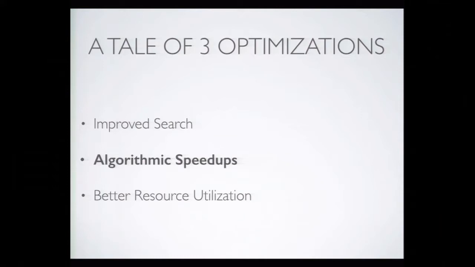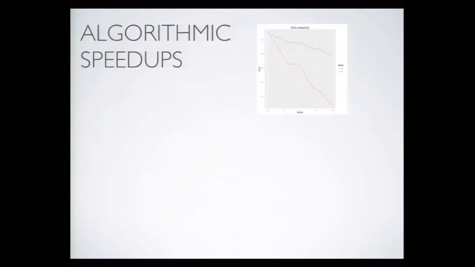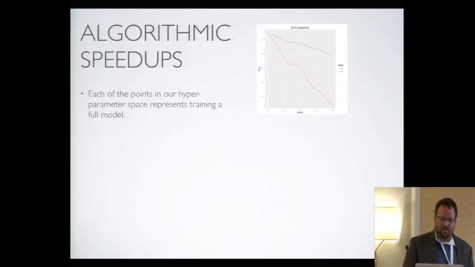So the second optimization I want to talk about is algorithmic speedup. So how can we make this model search go faster? And so this is going to be, again, taking into account this idea that each of the points in our hyperparameter space represents training a full model to completion. But it turns out that the models are trained by some iterative process. So what I've got on the right here is a graph that shows error convergence for 2 different models. And you can see there's a model in blue, model B, that's not converging as quickly as model A.